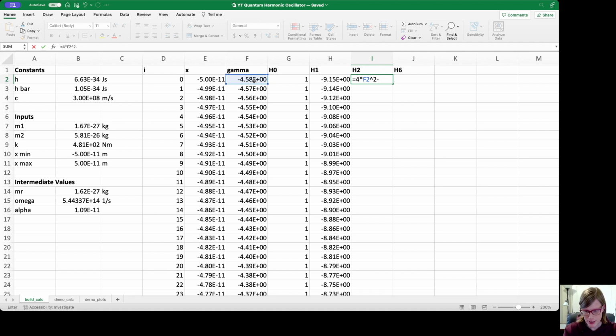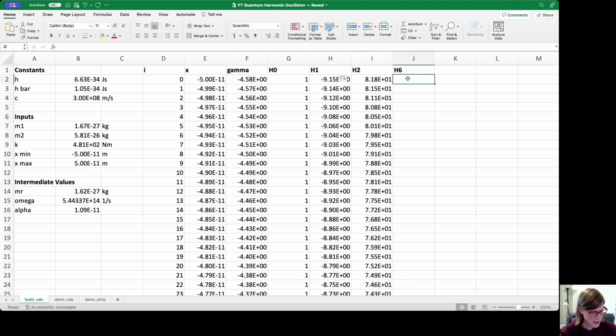h2 is going to be ever so slightly more complicated: 4 times gamma squared minus 2. There we go. Okay, finally, Hermite polynomial number 6. This is the fun one to enter. And by fun, I mean we'll struggle together, but we'll get through it. So 64 times gamma to the 6th minus 480 times gamma to the 4th plus 720 times gamma squared minus 120.